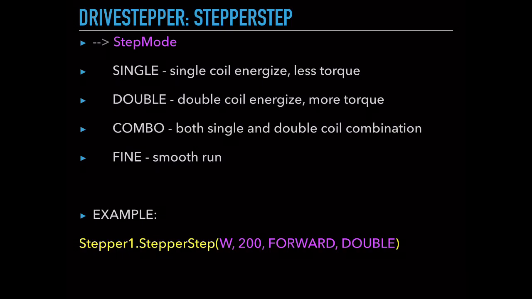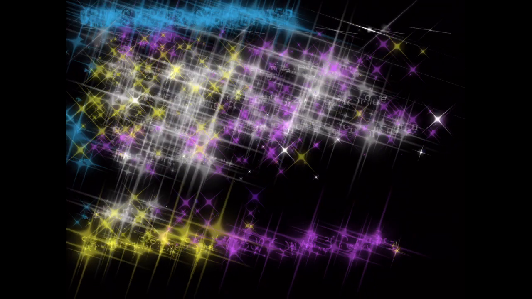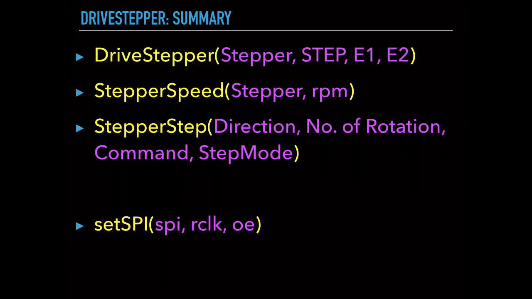with double step mode. In summary, the initialization of the stepper, drive stepper with the stepper initialization and the step number, the number of steps the stepper motor requires to complete one full rotation. And here the stepper speed and stepper step, and we need to set the SPI before the stepper step one time.